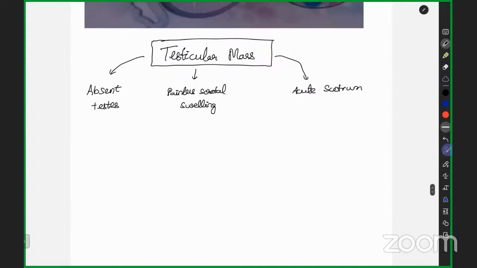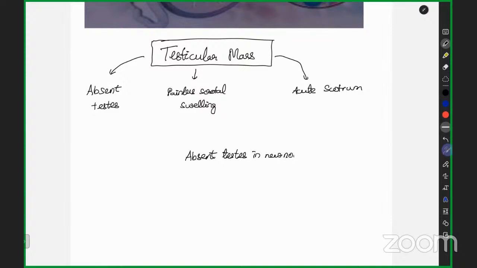Now what happens? You are posted in a pediatric ward and you are in the labor room, and a baby is delivered. Once the baby is delivered, a preliminary examination of the baby is done. And once you do the preliminary examination, you find that the testis is absent. So there is an absent testis in the newborn.